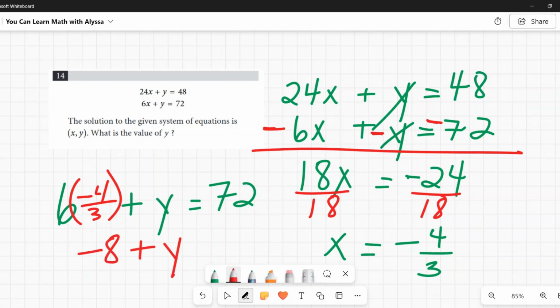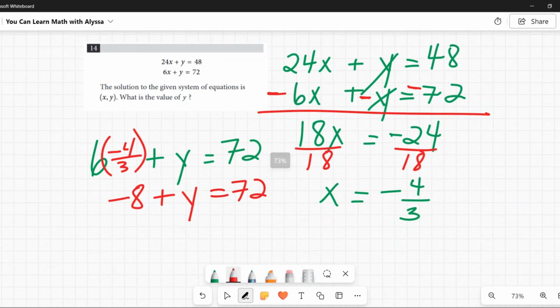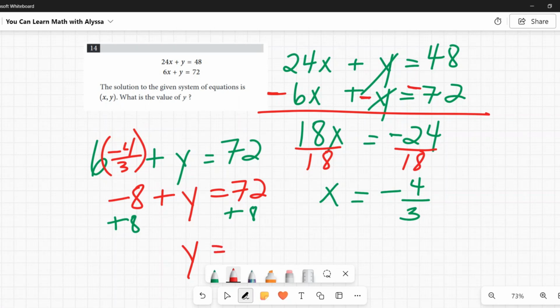So -8 plus y, why did I write plus, equals 72. So I have that -8. I want to undo that, so I'm going to add 8 to both sides, and I get that y is equal to 72 plus 8, or 80.